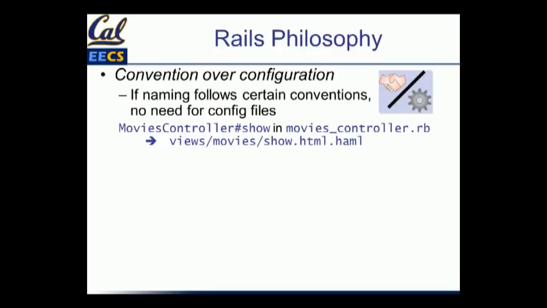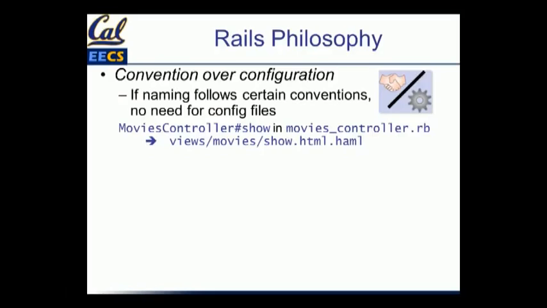So for example, what we just saw is that the show action in the movies controller, well, we know where to find it. It's movies_controller.rb in the controllers directory. And we know that by default, it will try to find a view in the movies subdirectory with the same name as the controller action, in this case, show. So you'll love convention over configuration.